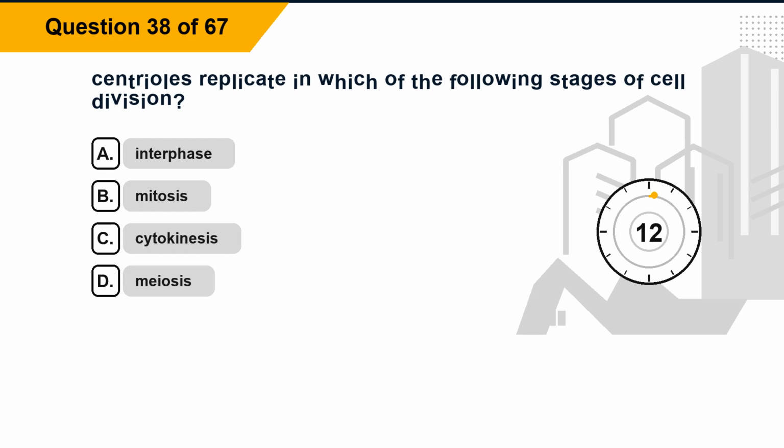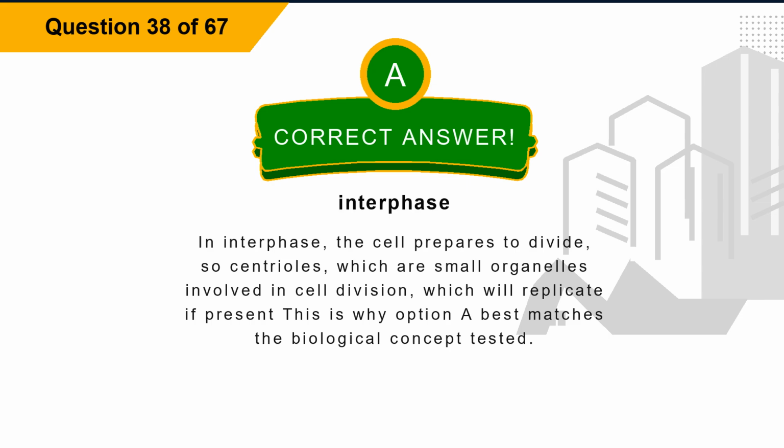Question 38. Centrioles replicate in which of the following stages of cell division? Option A, interphase. Option B, mitosis. Option C, cytokinesis. Option D, meiosis. The correct answer is option A, interphase. Explanation: in interphase, the cell prepares to divide, so centrioles, which are small organelles involved in cell division, will replicate if present. This is why option A best matches the biological concept tested.